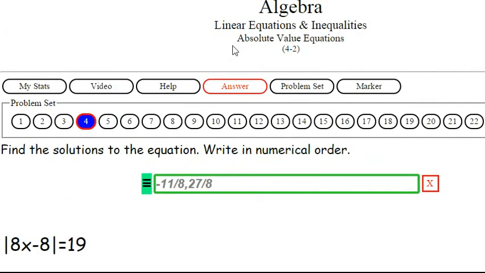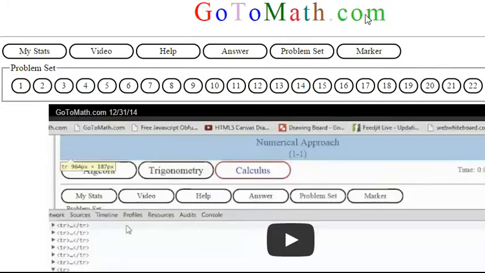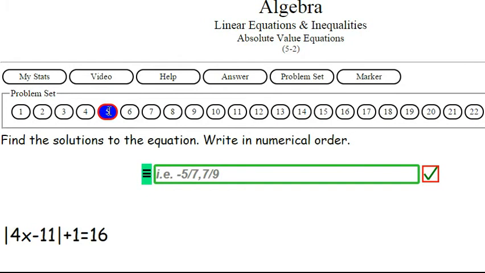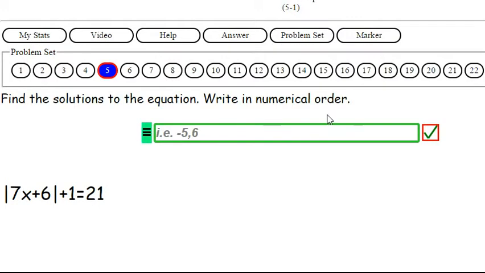Alright, so we're over here at GoToMath, working some absolute value equations. You can come on by, check it out, and I'll see you later. Hey, we're here at GoToMath.com. Come up here, click on Algebra. Let's go down to absolute value equations and 5.1. I believe that's it right there. Find the solutions to the equation in numerical order. That means from smallest to largest. That's if you want to insert it into the checkbox before you click answer to see the answer. So let's write this one down and then head over to the whiteboard.